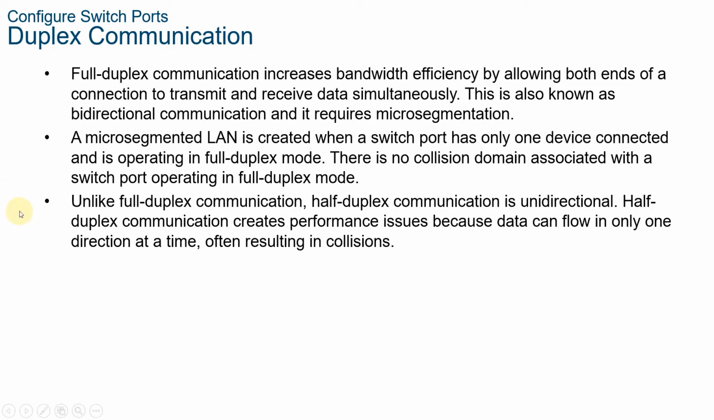Unlike full duplex communication, half duplex communication is unidirectional. Half duplex communication creates performance issues because data can flow in only one direction at a time, often resulting in collisions. Half duplex connections are typically seen in older hardware, such as hubs. Full duplex communication has replaced half duplex in most hardware.